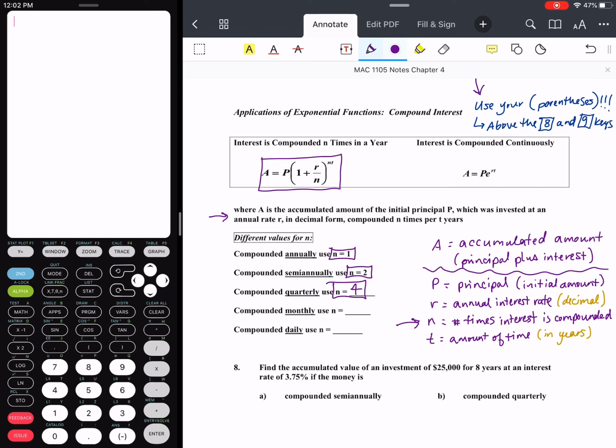Interest compounded monthly, there are 12 months in a year, so you use n equals 12. And compounded daily, 365 days in a year, so you use n equals 365. If a problem goes out of its way to specify that it's a leap year, then use n equals 366, I guess. All right, so we'll talk about this compounded continuously formula to the right, this PERT formula, in just a minute. For now, I'm just focusing on this formula that I boxed in purple.